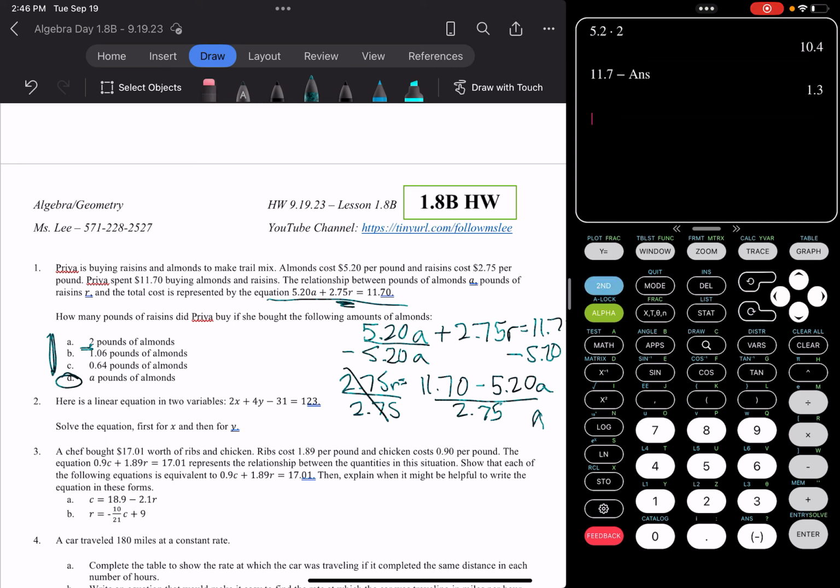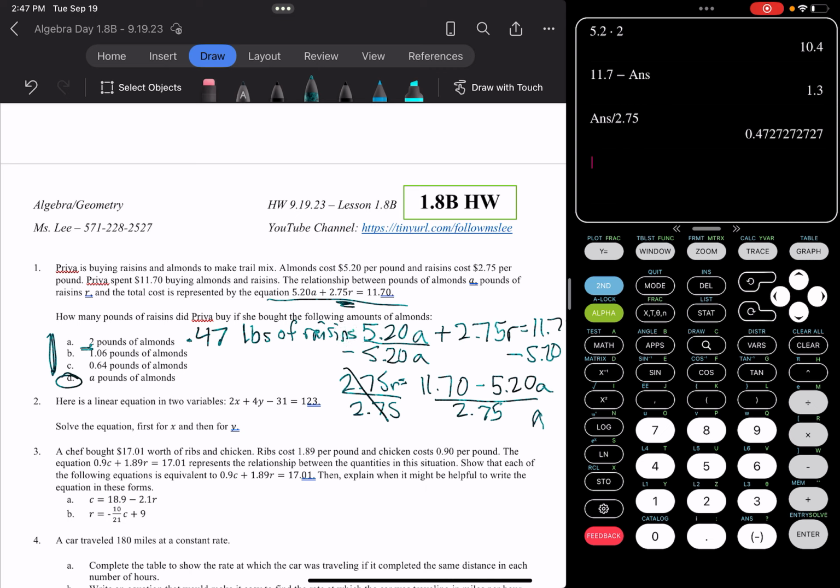1170 minus that answer, minus 1040, is going to give us 1.3. And so I have 1.3 divided by 2.75 is going to give us 0.47. All right, so if she buys 2 pounds of almonds, she's going to buy 0.47 pounds of raisins.